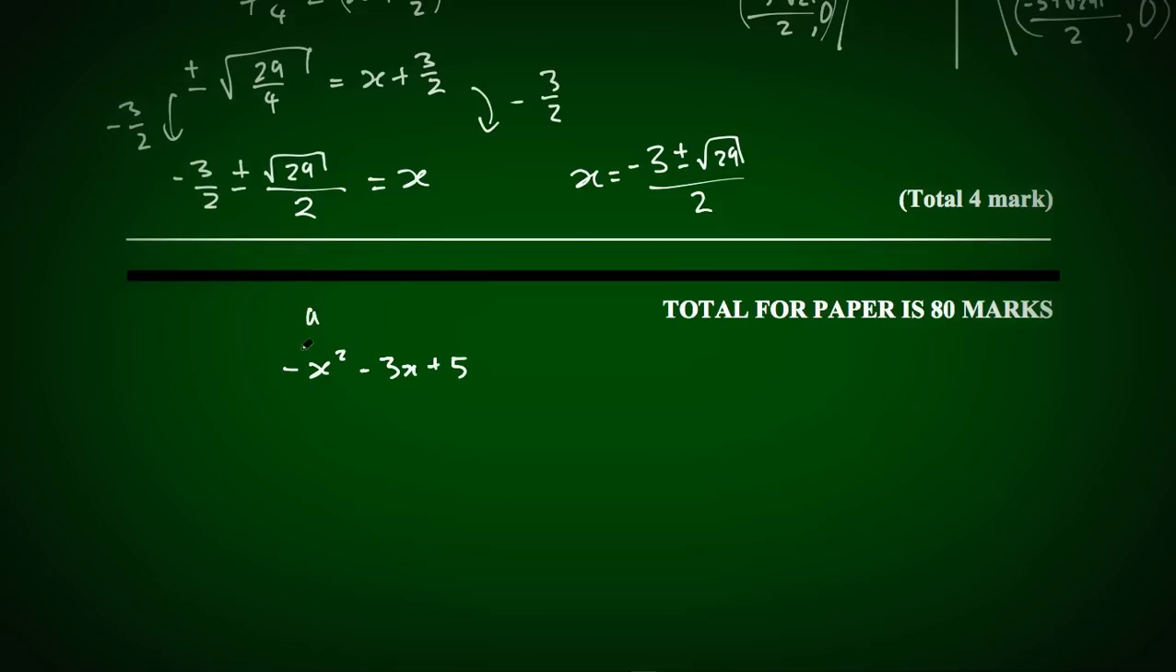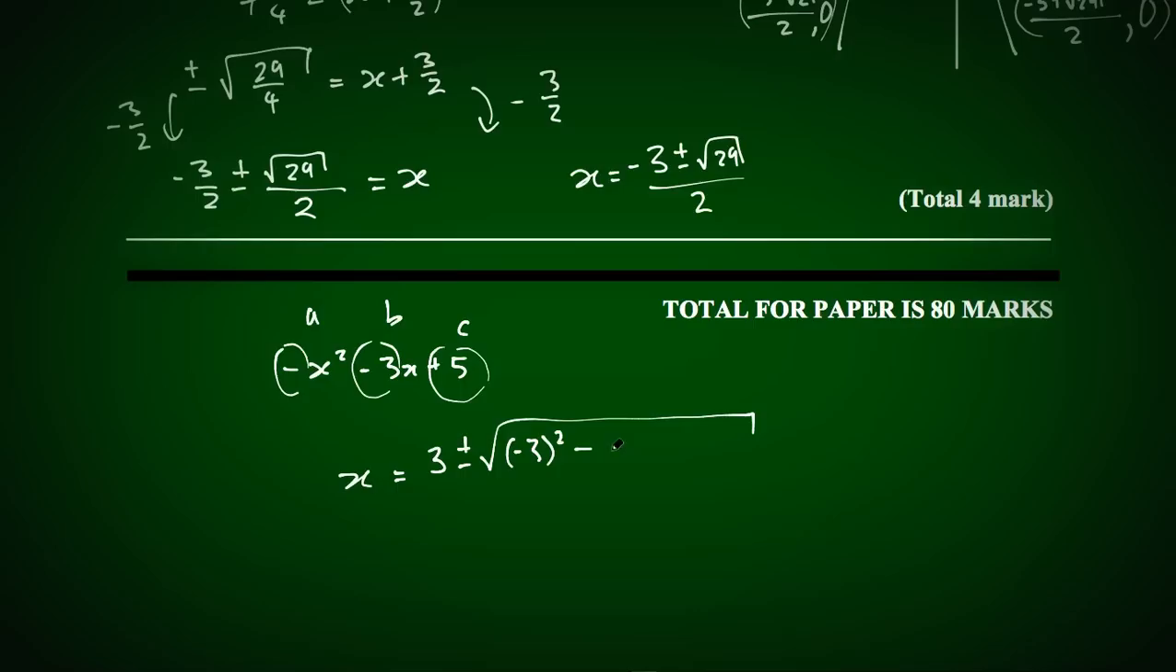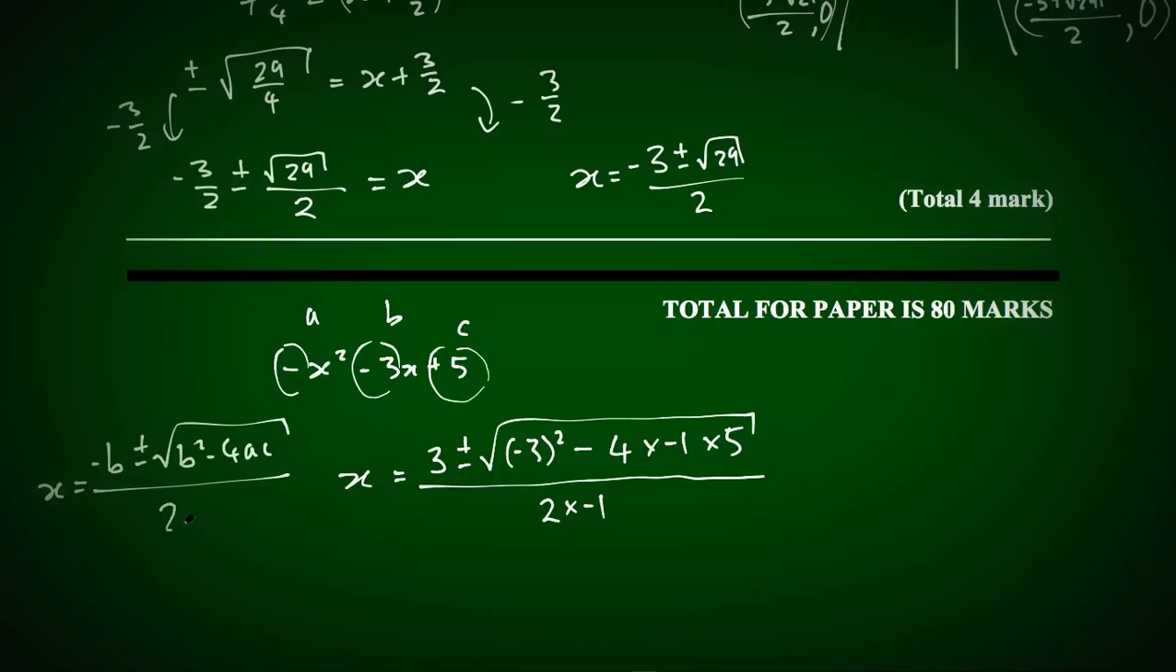And we use the formula with that. That's a is minus 1, b is minus 3, and c is plus 5. And I use the formula with that. x equals minus b, so that's 3, plus or minus the square root of b squared, so minus 3 squared, minus 4ac. So 4 times minus 1 is a, times c is 5, all over 2a. So 2 times minus 1. Just make sure I've got that right. x equals minus b plus or minus the square root of b squared minus 4ac all over 2a.